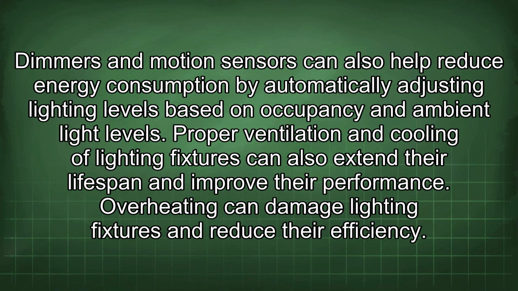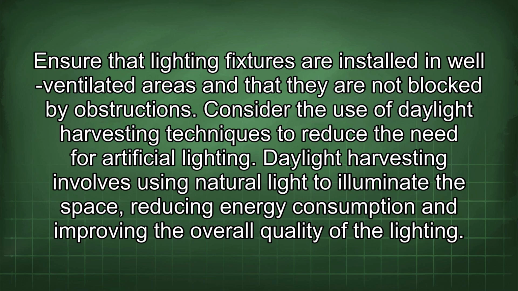Dimmers and motion sensors can also help reduce energy consumption by automatically adjusting lighting levels based on occupancy and ambient light levels. Proper ventilation and cooling of lighting fixtures can also extend their lifespan and improve their performance. Overheating can damage lighting fixtures and reduce their efficiency. Ensure that lighting fixtures are installed in well-ventilated areas and that they are not blocked by obstructions.